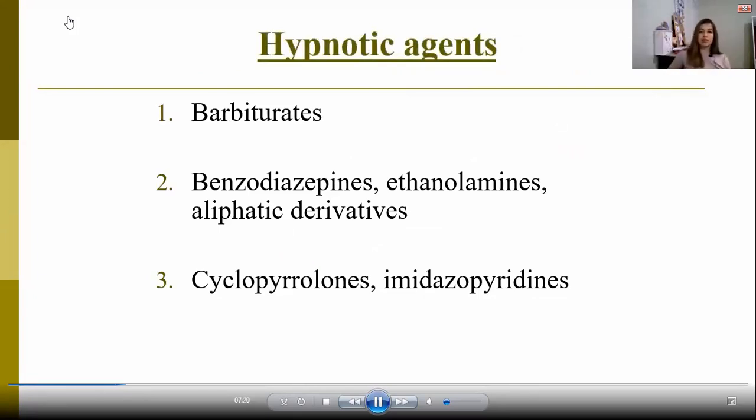Well, what are the hypnotic agents which are used today? They are barbiturates, benzodiazepines, ethanolamines, aliphatic derivatives, and also cyclopyrrolones and imidazopyridines. Here they are placed in the order of their occurrence, from the oldest to the newest. But it doesn't mean that we don't use those which are older. No, we use them all. Maybe sometimes more, sometimes less. But benzodiazepines, I would say, are quite often used today.